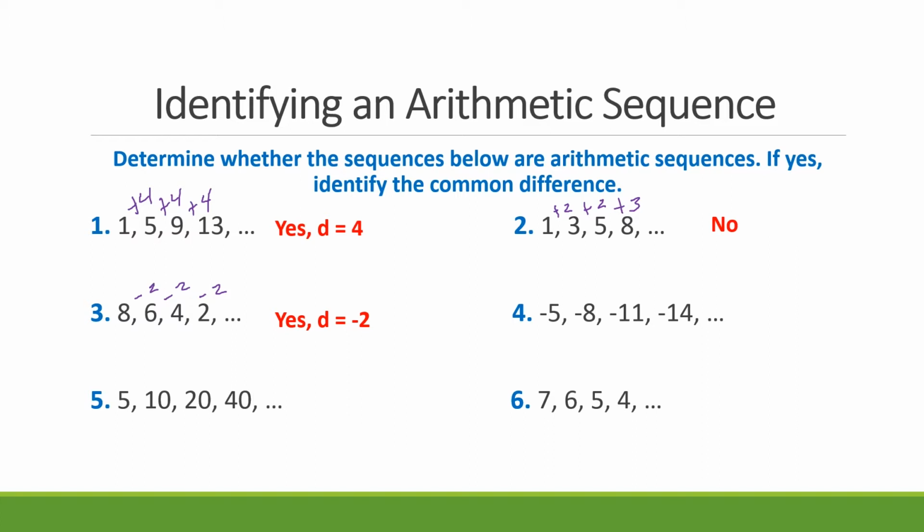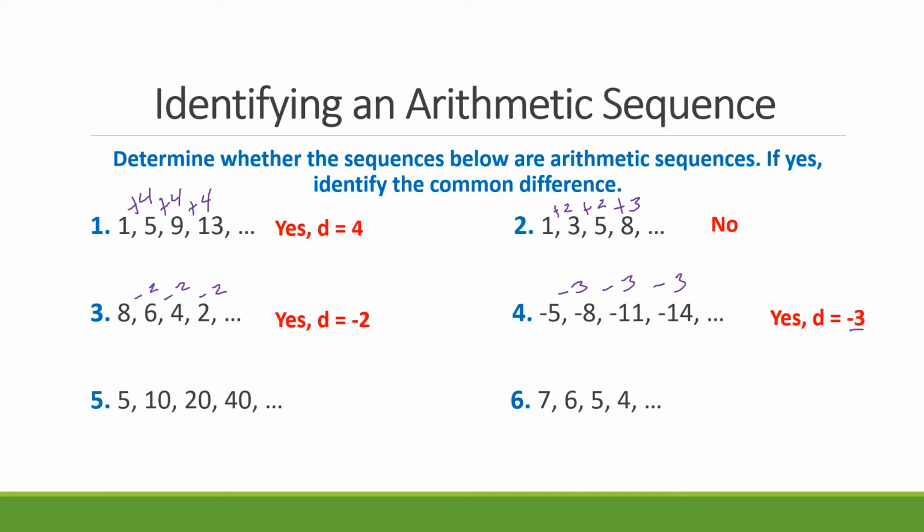Let's take a look at number 4. From -5 to -8, we're subtracting 3. From -8 to -11, we're subtracting 3. And -11 to -14, we're also subtracting 3. So again, since we are subtracting the same number, it is an arithmetic sequence, and our common difference is -3.